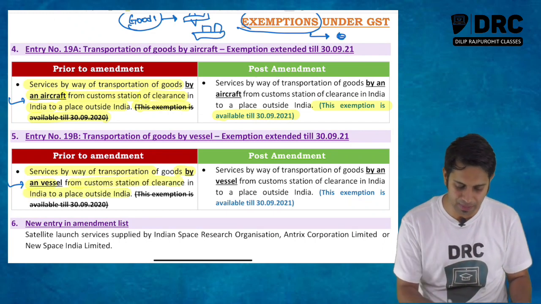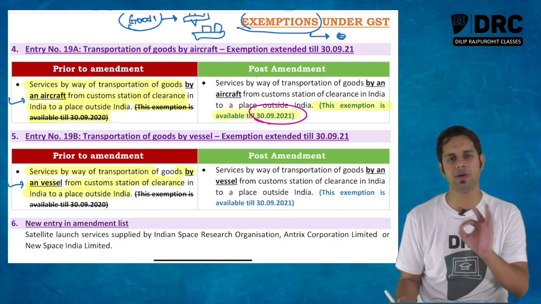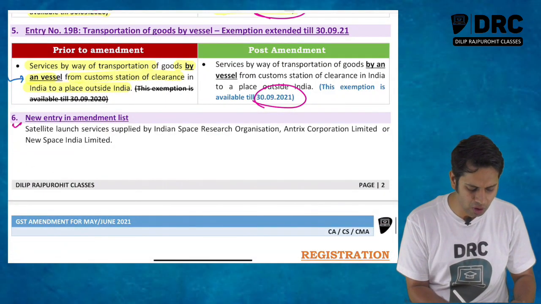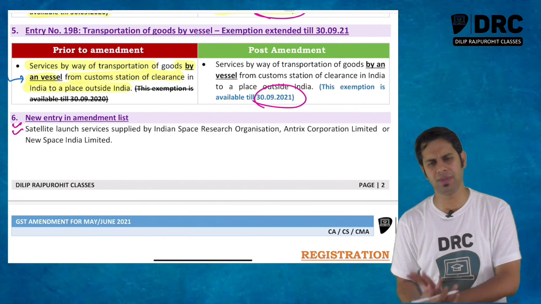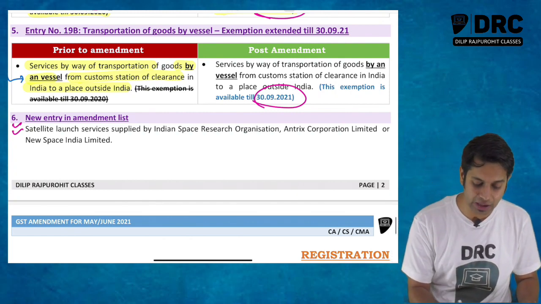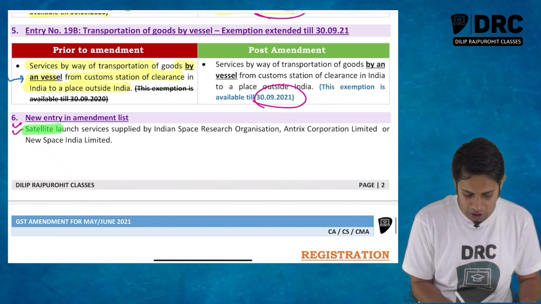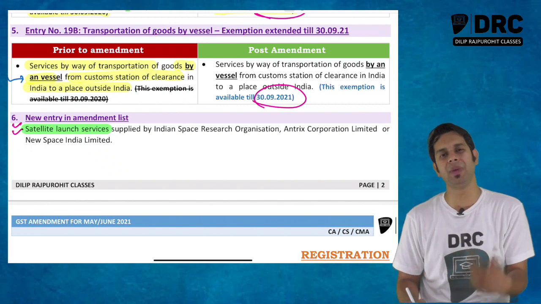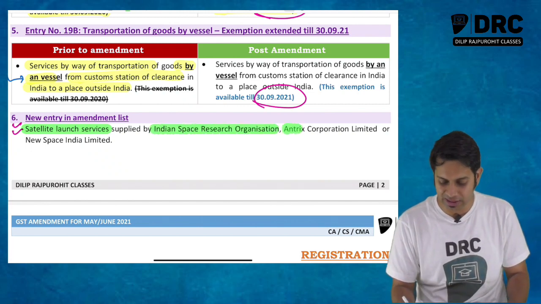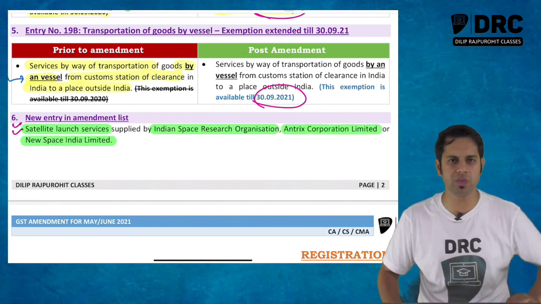This exemption is available till which date, sir? This exemption is available till 30th of September 2021. And they have also added a new entry in our exemption scheme. What is that exemption, sir? Satellite launch services. Satellite launch services supplied by whom? ISRO, Indian Space Research Organization, or Antrix Corporation Limited, or New Space India Limited.